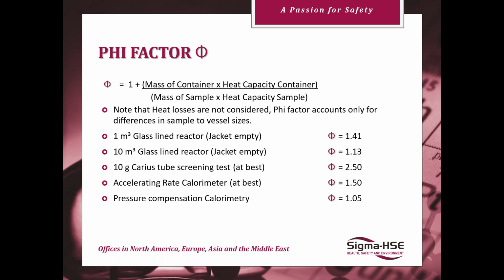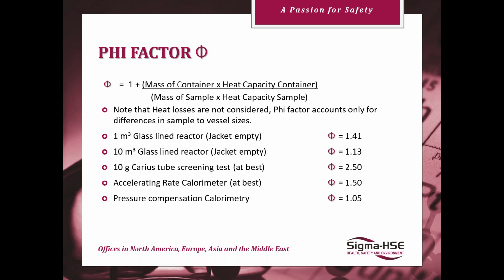So our phi-factor is literally just a ratio of the relative mass of the sample, which is within the vessel under study. So note that heat losses are not considered. Phi-factor accounts only for differences in sample to vessel sizes. So we've got some examples there. You've got a cubic glass reactor, and you've got a phi-factor there of 1.41. So that's sort of the mass and heat capacity of the container and the sample ratio. If you bump that up to a 10 cube reactor, you've got 1.13.